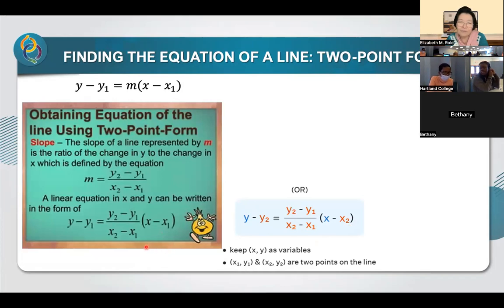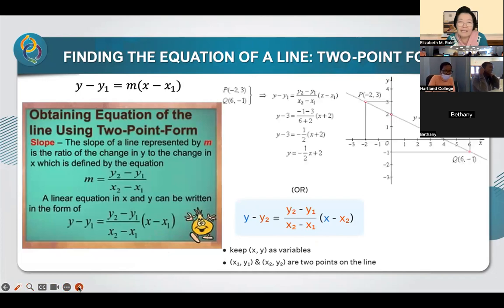So it's either y minus y sub 1 equals y sub 2 minus y sub 1 over x sub 2 minus x sub 1 times x minus x sub 1. So we call it the 2-point formula of finding the equation of a line. I hope this one is clear, but the idea is I have 2 points, (-2, 3) and (6, -1). So we make a substitution. Y minus, I want to use the first point, y minus 3 equals.